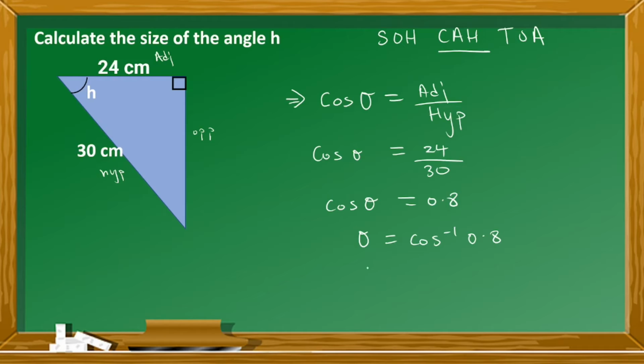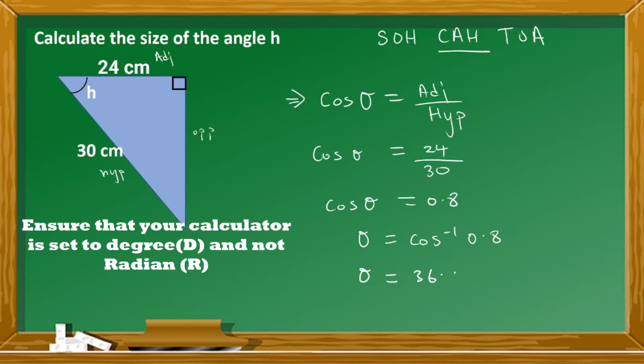When we work that out, the given angle is equal to 36.86989, and we're just going to round that to one decimal place. So it would be 36.9, and don't forget to put your degrees.